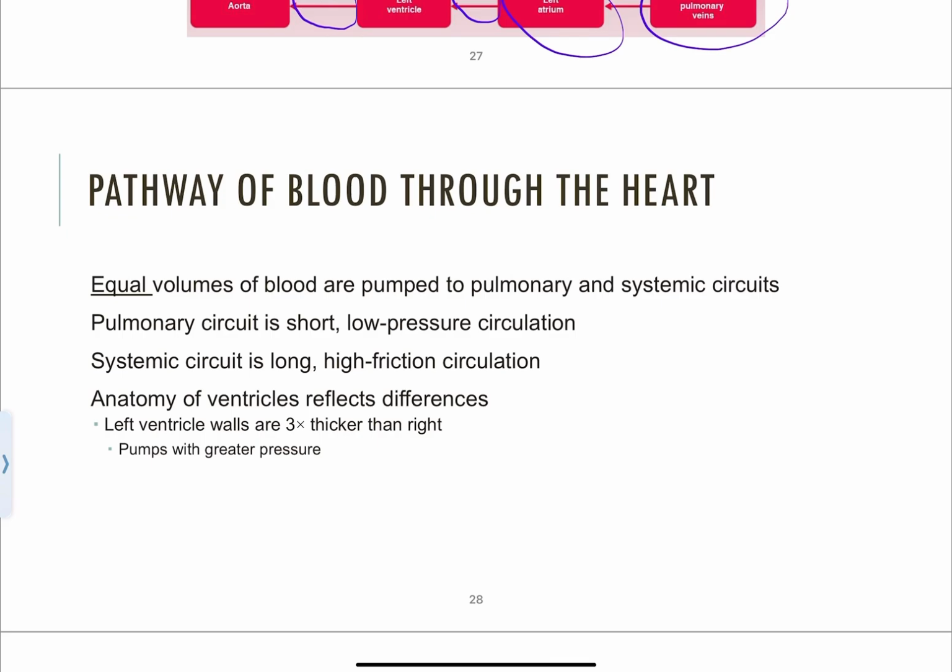So the left ventricle walls are about 3 times thicker and larger than that of the right, because the left ventricle is the one that needs to pump the blood to the aorta that's going to send it to all of our tissues. So we need more muscle for a stronger contraction, so a thicker wall, in order to propel it all the way through our body. Our right ventricle doesn't need as much because when it contracts, it's just sending the blood to our pulmonary circuit, which again is short and low pressure.